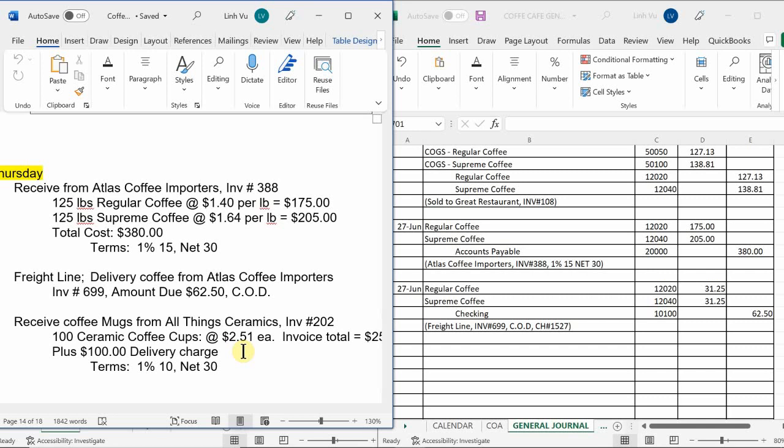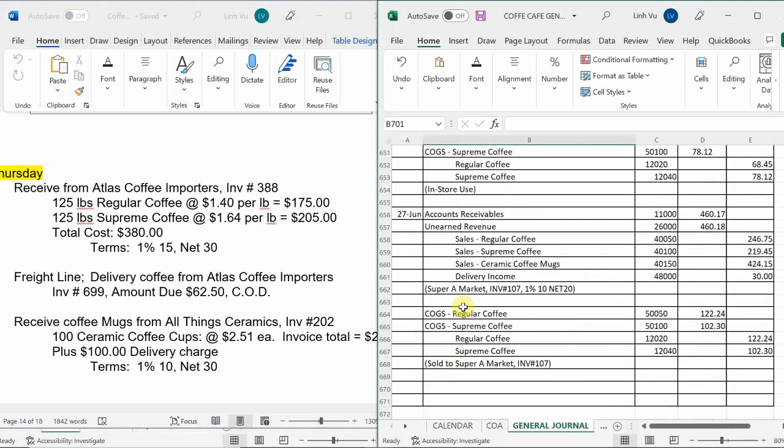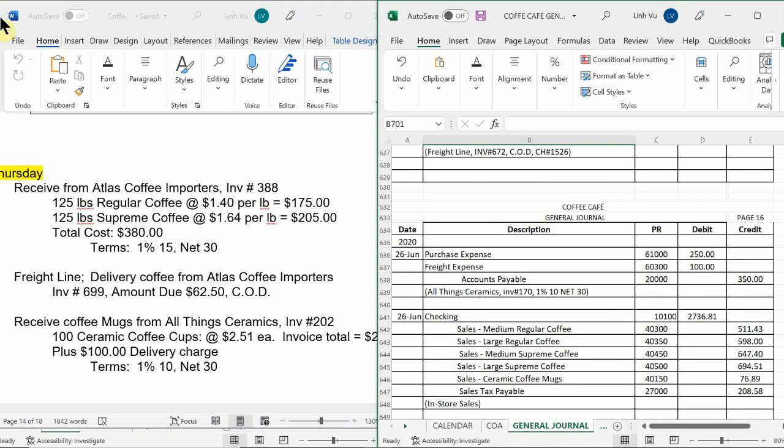It'll be a purchase expense and a freight expense. Purchase expense and freight expense, good. I believe we have one right here. Purchase expense, freight expense.